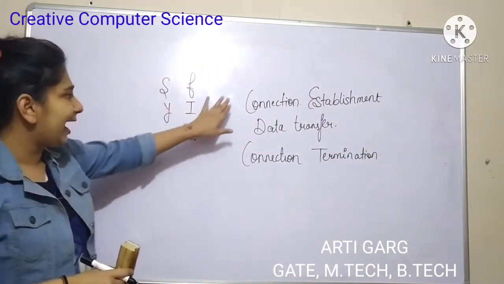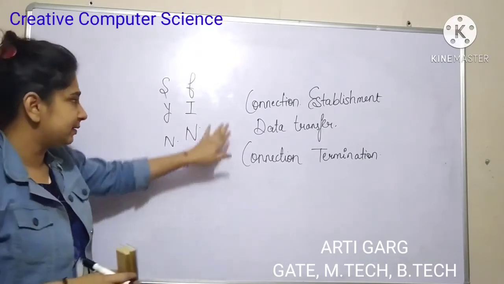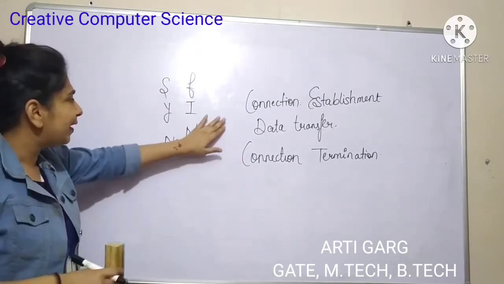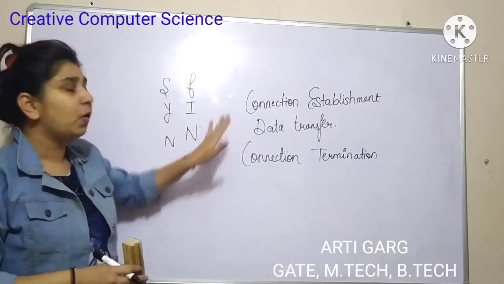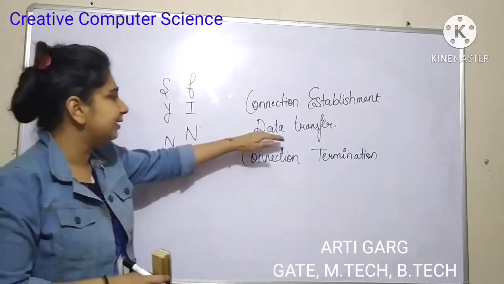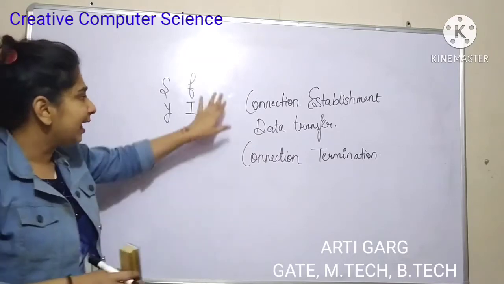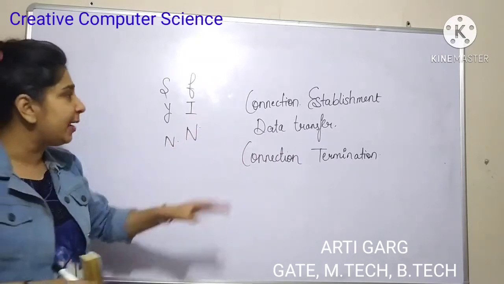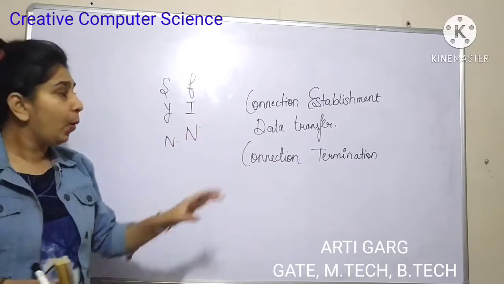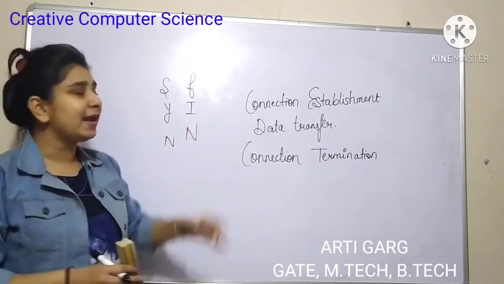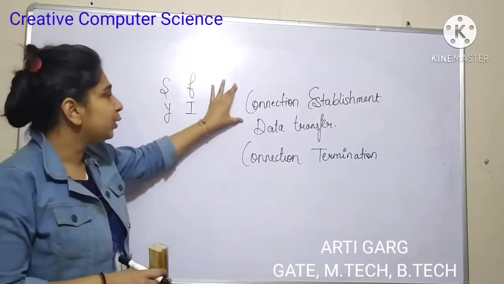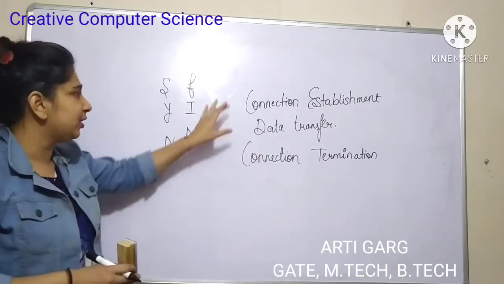So what would happen? These three phases are there. Firstly, what would the sender and receiver do? Before sending the actual data to each other, they would first try to establish a connection. What does connection establishment mean?